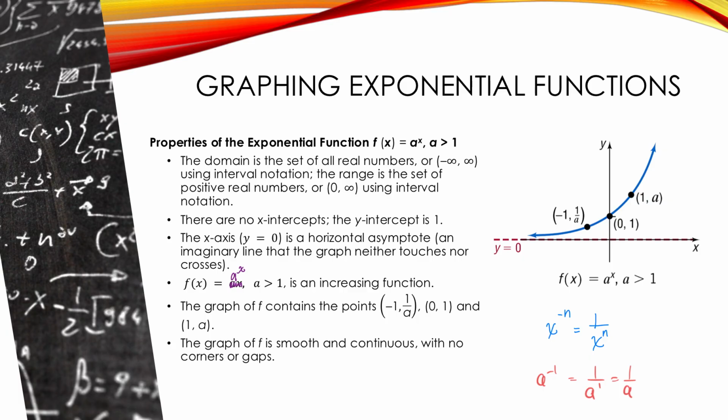We have 0, 1, because a to the 0 power is 1, because anything to the 0 is 1, except for 0 to the 0. And then the third point is 1, a. That's because we're taking a to the power of 1, which will always be a. We notice it doesn't have any corners, it doesn't have any gaps. This is a graph that we would call smooth and continuous.